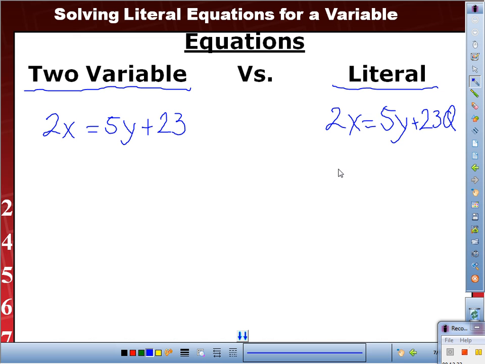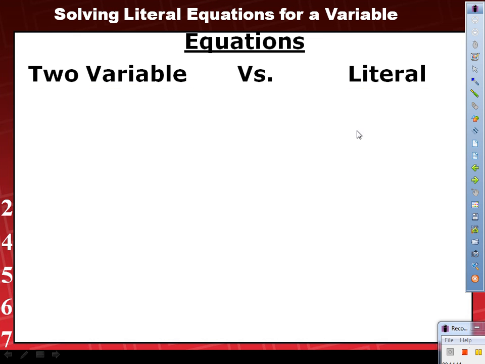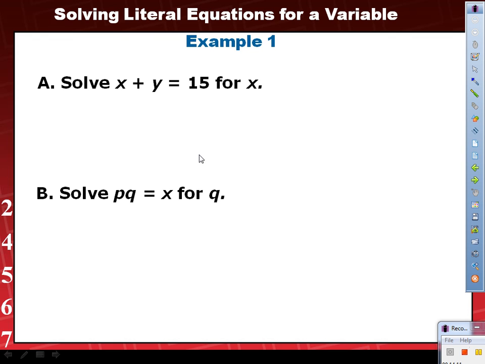Okay. So with that said, let's get started with some work. Do you have space underneath the steps? At least for one example? Yeah. Underneath, I want you to write example 1. Copy this, please. Example 1A and 1B. So example 1A says, solve x plus y equals 15. And we're going to solve for x. B, solve PQ equals x. And we're going to solve for q. Copy those two, please.